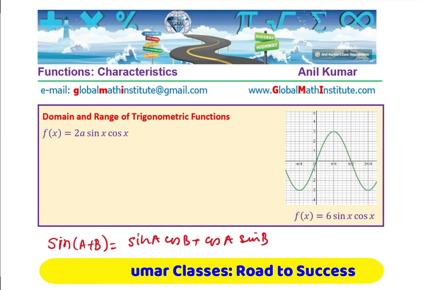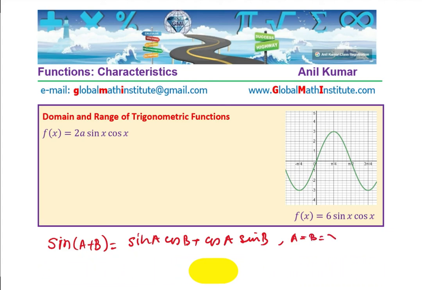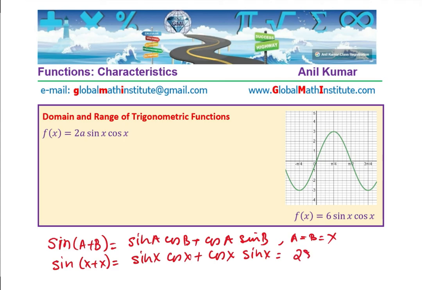Now, if I put both a and b as equal to x, then what happens? I get sine of (x plus x) equals sine x cos x plus cos x sine x. Perfect. Which is as good as writing 2 sine x cos x. So as you can see, these two terms are exactly same. x plus x is 2x. So we get the sine 2x formula here.